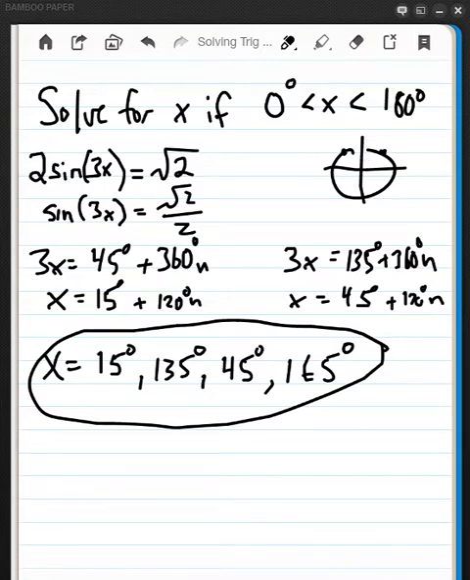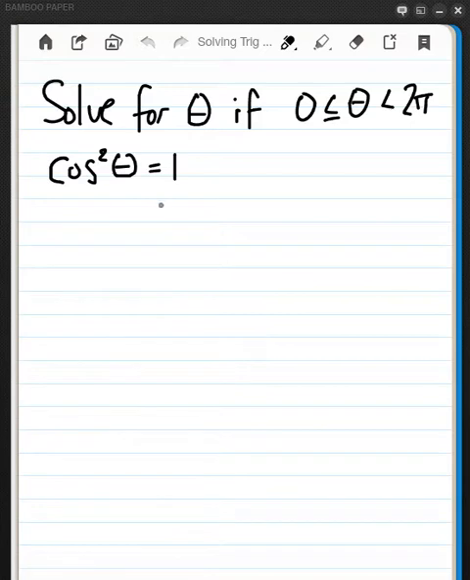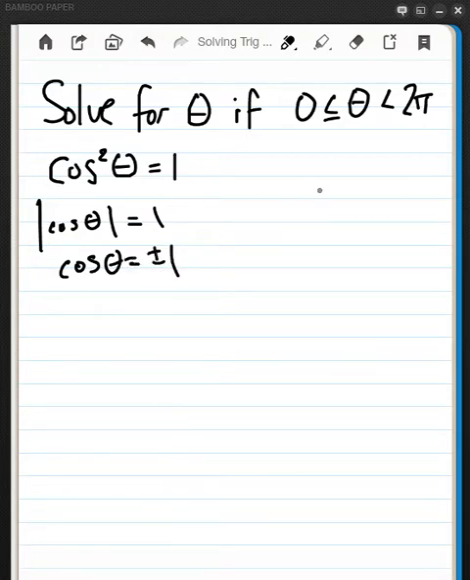Okay. One more to look at. Solve for theta if theta is between 0 and 2 pi. Okay, so in this case, they're asking us to solve in terms of pi, so that's what we're going to do. Alrighty, cosine squared theta is equal to 1, so we'd square root both sides. We get the absolute value of cosine theta is equal to 1, which means that cosine theta is equal to positive and negative 1. Okay, where does that happen? Positive 1 is here, negative 1 is here.